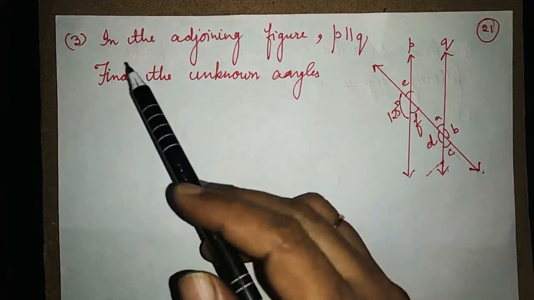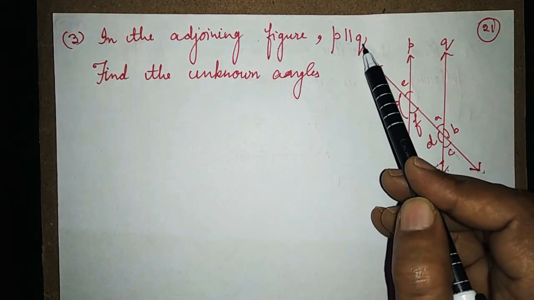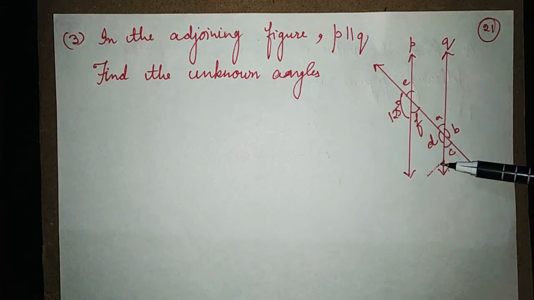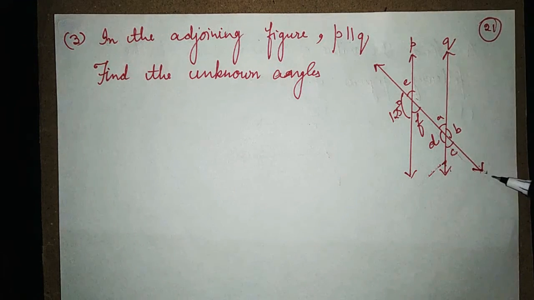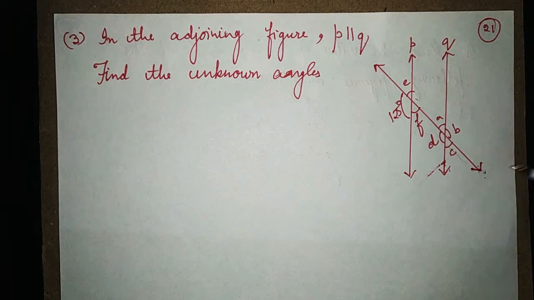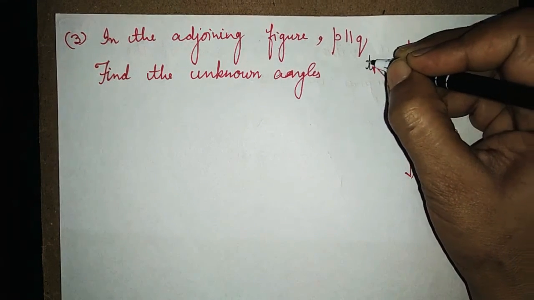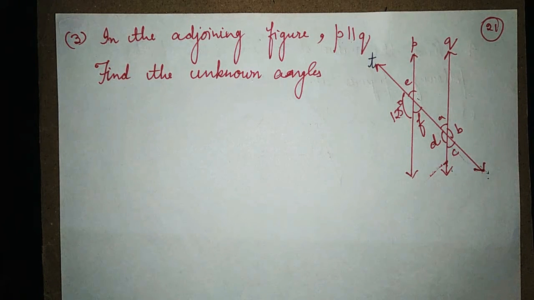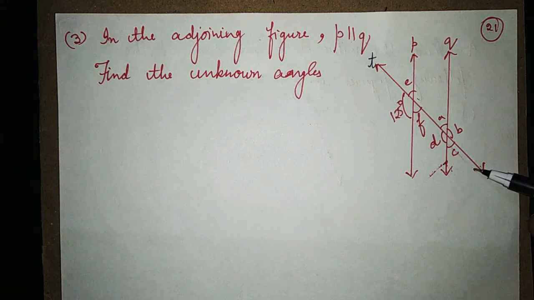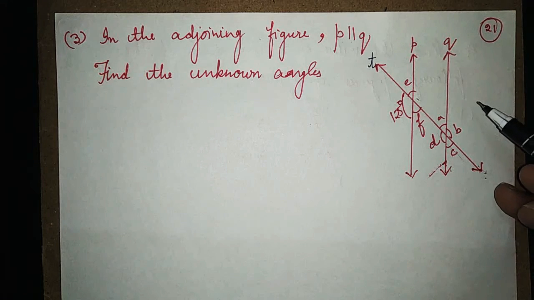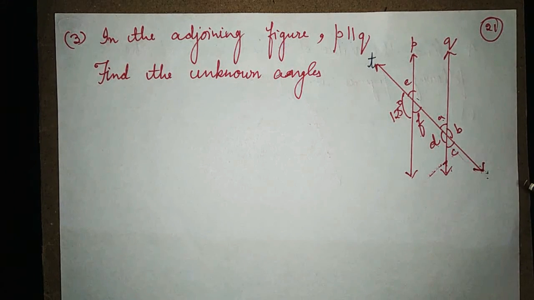Now see question number 3. In the adjoining figure, P is parallel to Q. Here this P is parallel to Q. Find the unknown angles. And here this line is a transversal line. No name is given in the question, so you can call it P. So P is parallel to Q and P is a transversal, and we have to find the measure of unknown angles A, B, C, D, E and F.